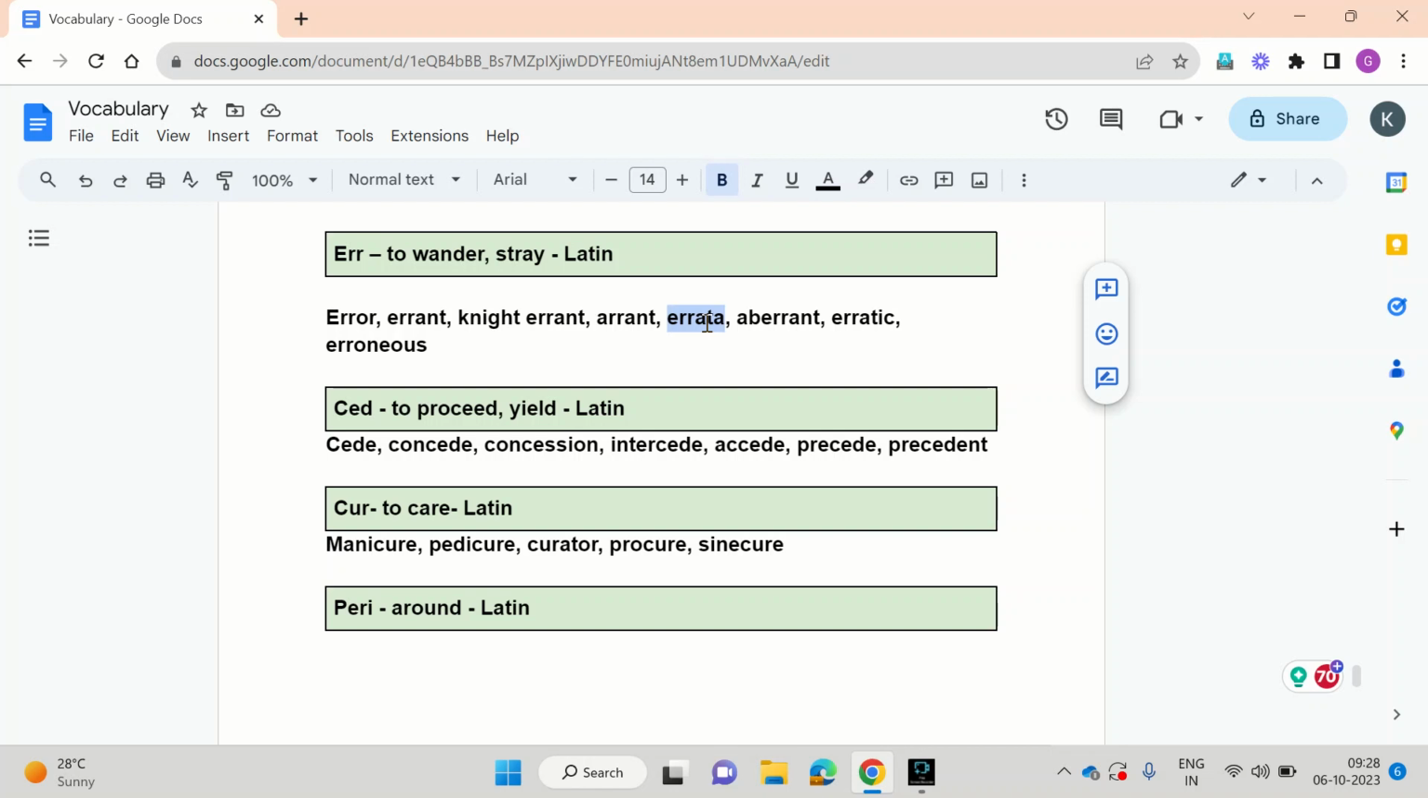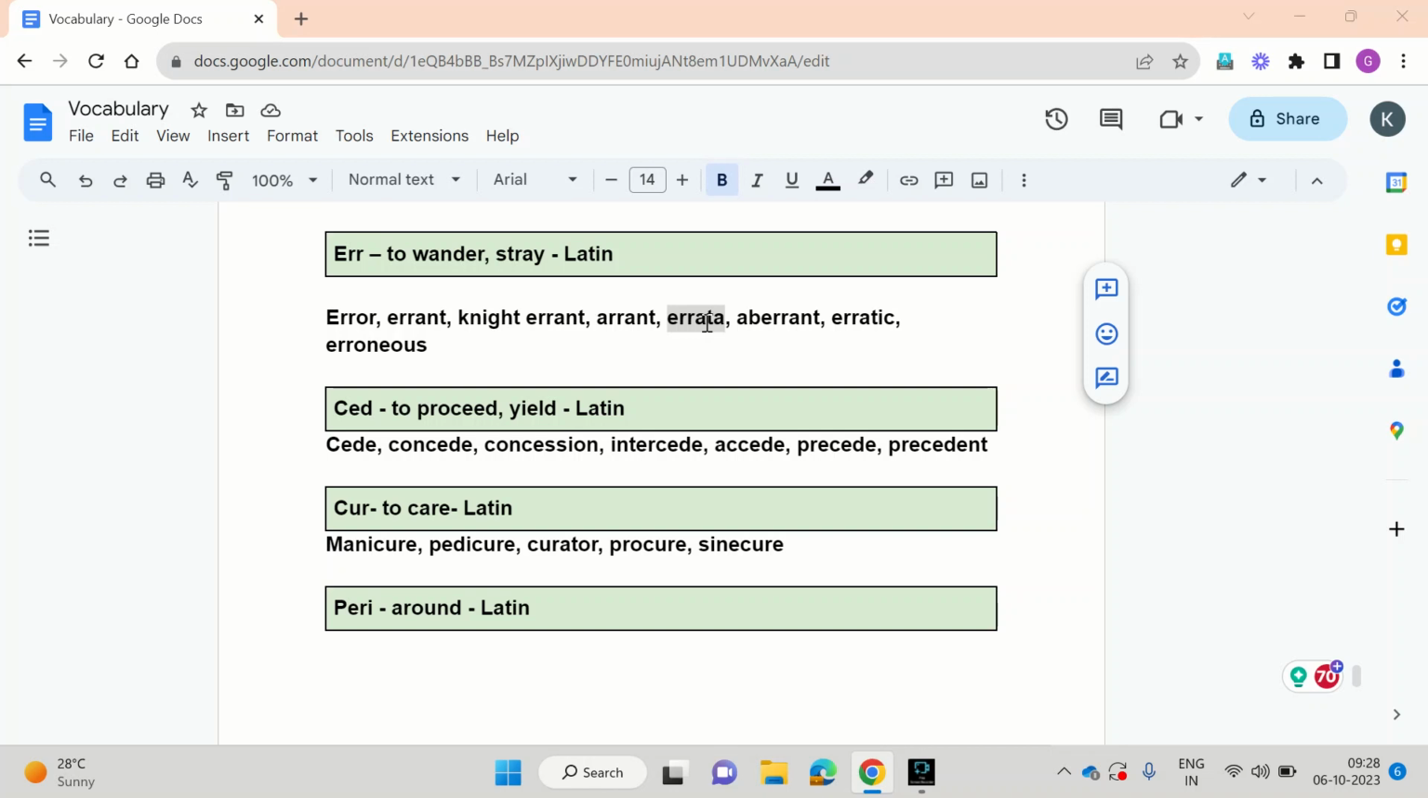Aberrant. Aberrant is again straying from the right. This is kind of error only. Straying from the normal type, normal behavior. Aberrant behavior. Generally, you say that. What does that mean? That person is not behaving normally. Normal public might feel that the person has got some mental problems.